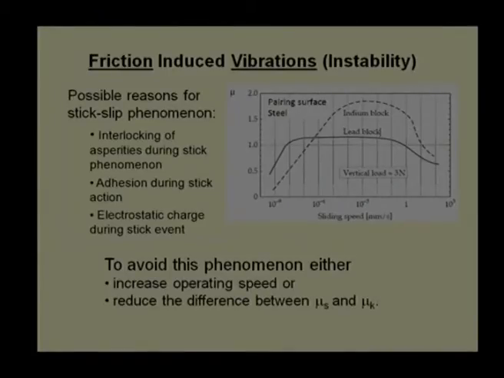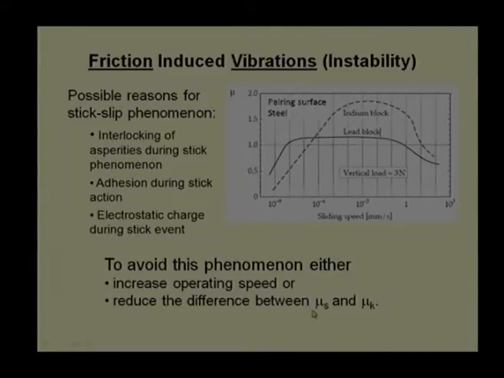To avoid this phenomenon, you can increase the operating speed. That means if I want to operate the machine at 100 RPM, I should redesign it in such a manner that the operating speed goes beyond 100 RPM, maybe reaching 150 or 175. The new design avoids the friction instability in every sense.